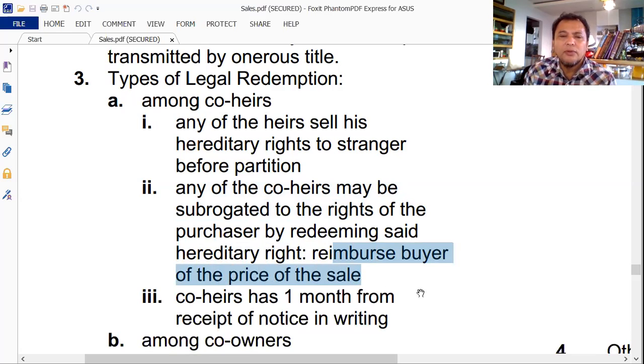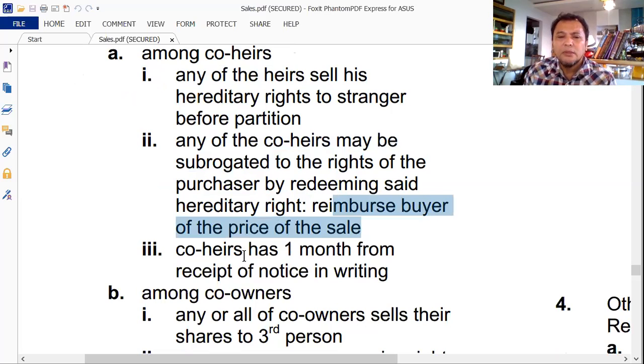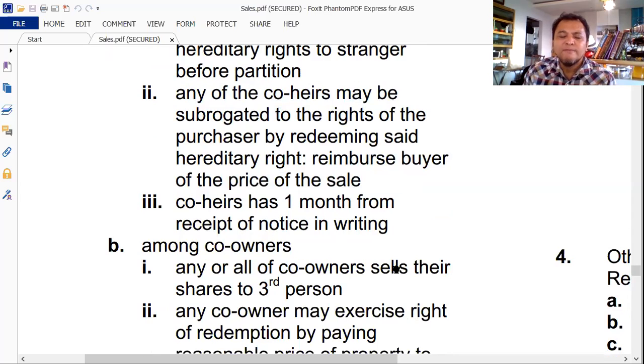And what is the redemption period? It is one month from receipt of notice in writing. So the notice in writing, meaning that the co-heir is going to sell his share to another person, so he's giving notice, or he's giving notice that he has already sold his share. So one month from then will be the expiry, or the right to legal redemption will prescribe.